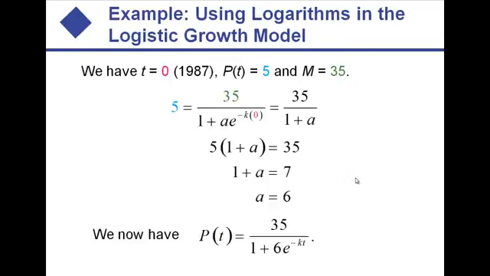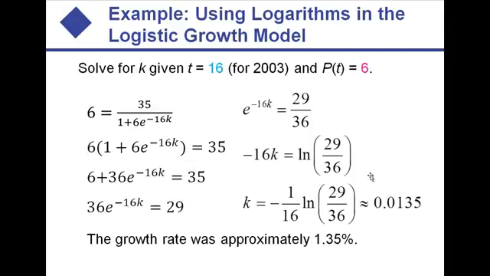So we plug in what we know. We know that in 1987, we're going to call that time 0. The population was 5, and the m, the total sustainable rate thing, was 35. Plug all that in: 5, 35, 0. The 0 makes the e go away. We're left with just 1 over a. To solve for 1 over a, of course, we multiply both sides by it to get rid of this fraction. So 5 times that equals 35. Divide both sides by 5 gives us this. Subtract the 1 gives us a equals 6. And so we've now solved for a. We can put that back into our equation. Same equation, we just now know what a is.